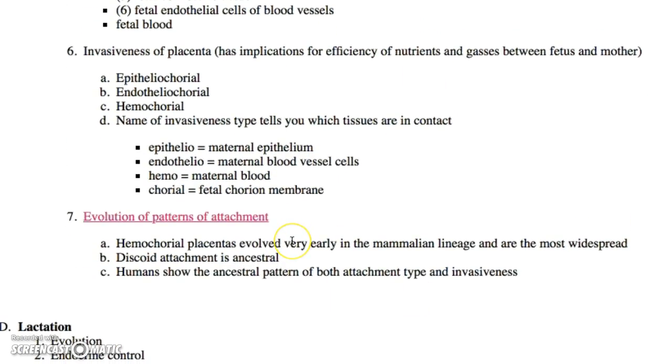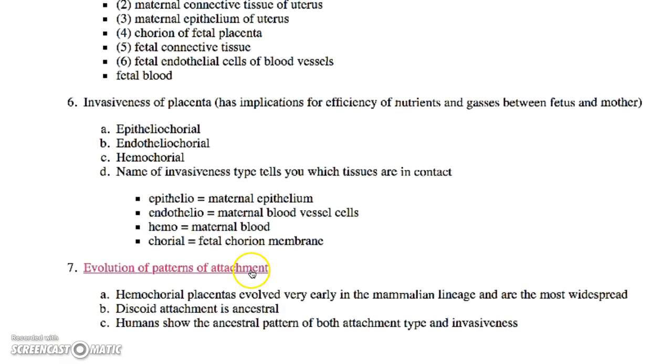Alrighty, so that brings us to looking at the evolution of these different patterns of attachment. And so one of the questions we might ask is, is this all random, or are there particular lineages where you see one type of placenta attachment type or invasiveness type, or is it kind of randomly distributed across mammals?